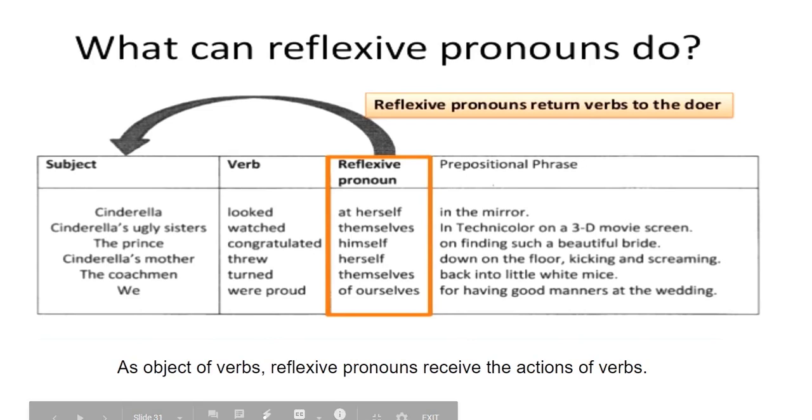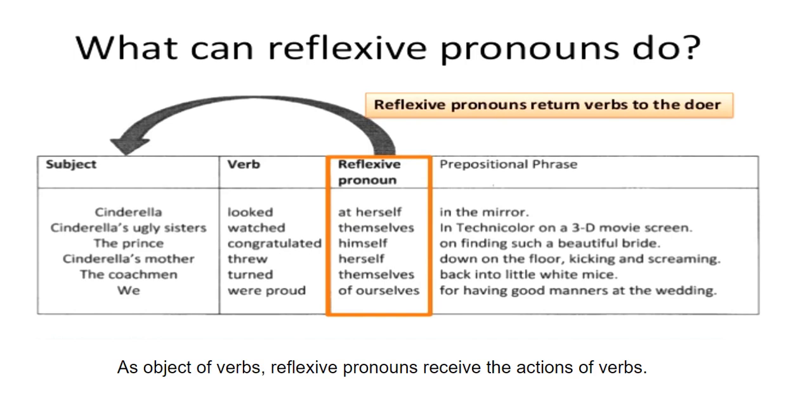Reflexive pronouns return verbs to the doer. Now see. Cinderella looked at herself in the mirror. What is she doing? She's looking. Whom is she looking at? Herself. Cinderella looked at herself in the mirror.